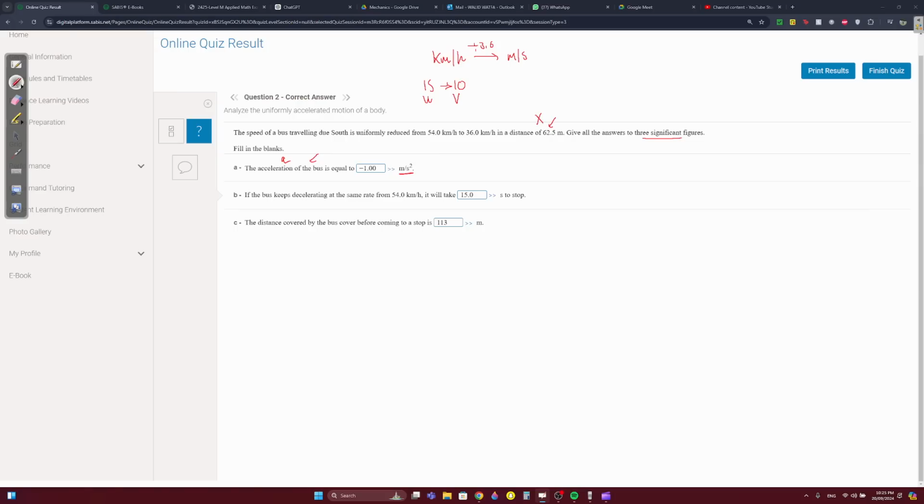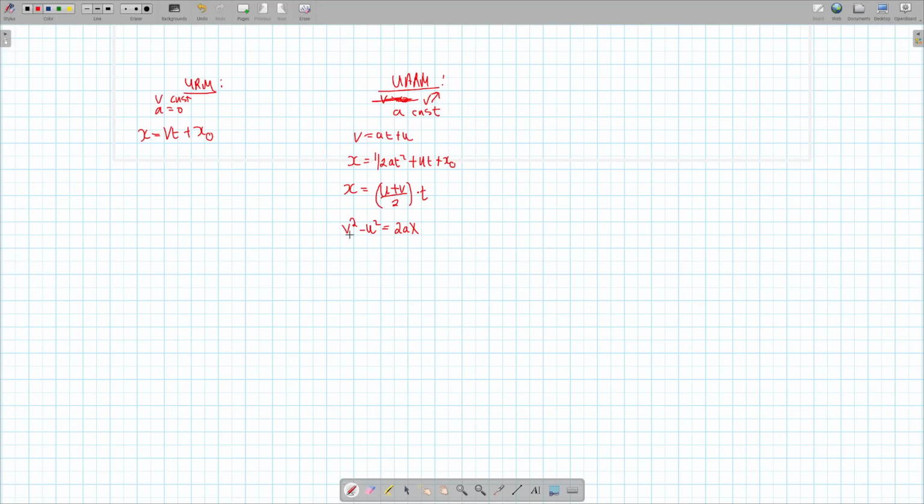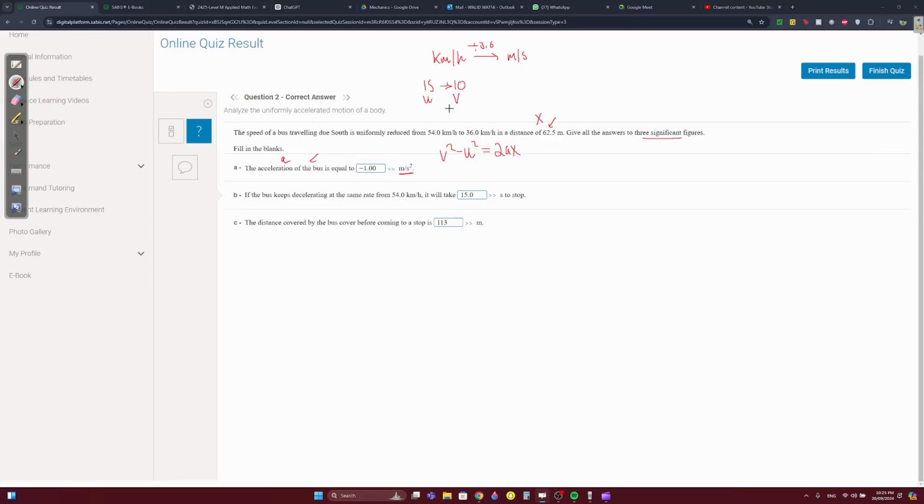And we have the distance x. Which formula has a, u, v, and x? V squared minus u squared equals 2ax. Go back to your formulas if you want. This one has v, u, a, and x, so we're going to use it. V squared is 10 squared, u squared is 15 squared, keep the minus outside, equals 2 times the acceleration, which we don't know, times 62.5. If you solve this, you're going to get a equals minus 1.